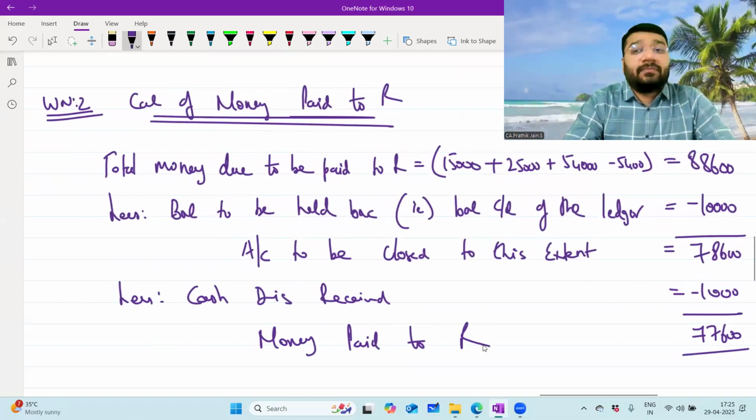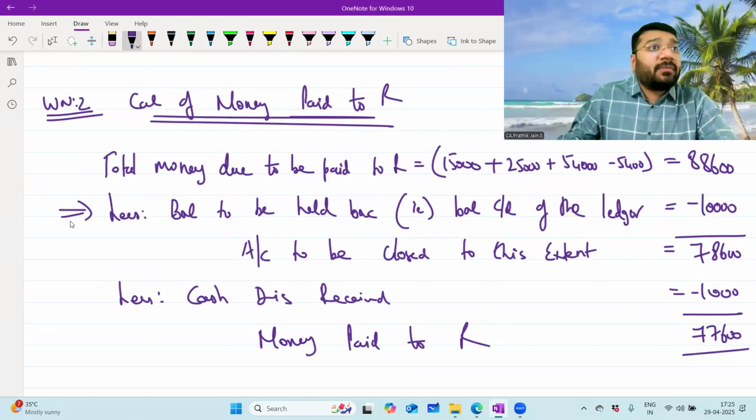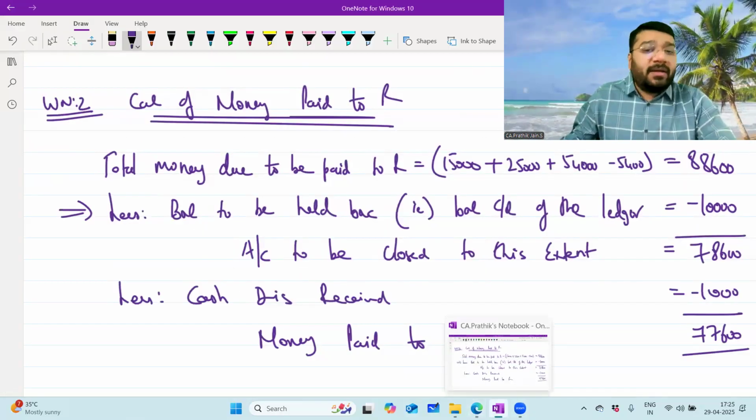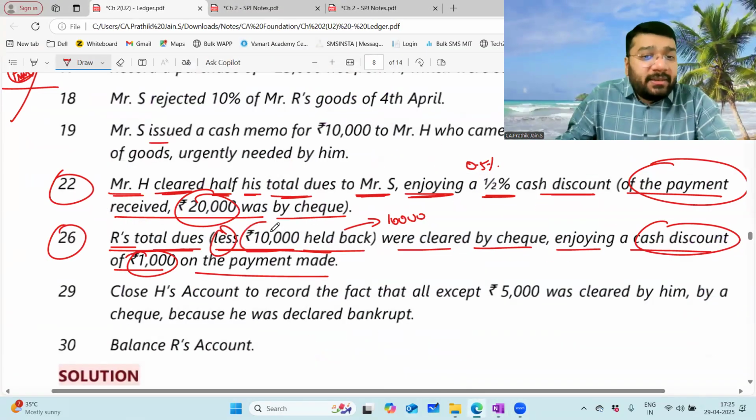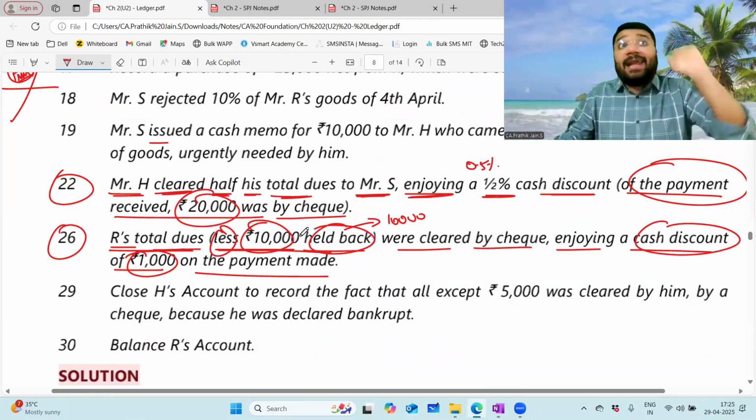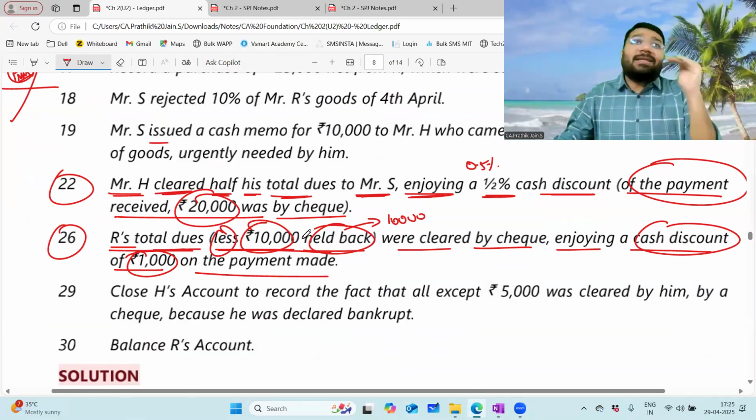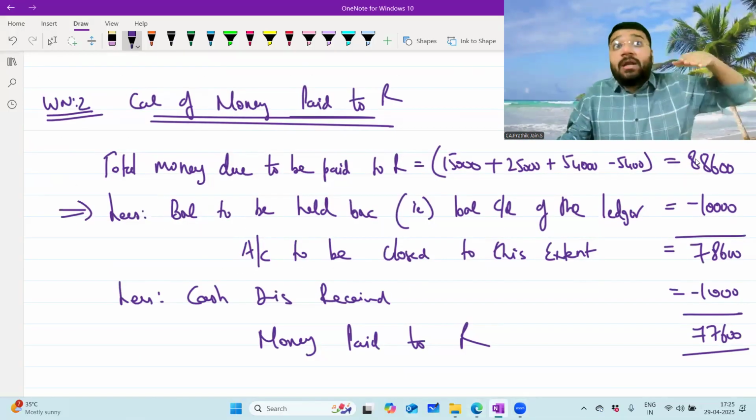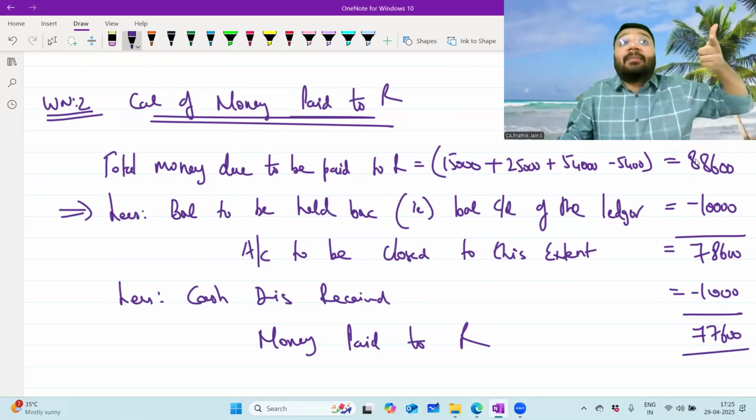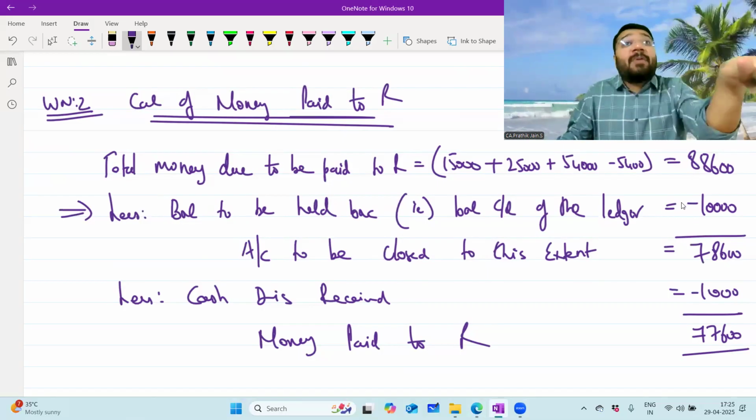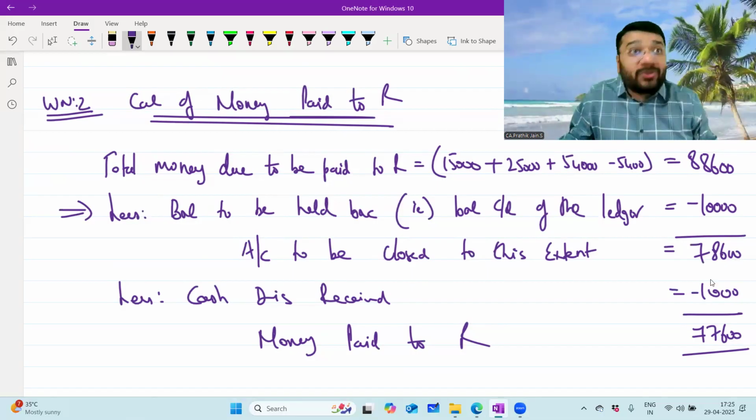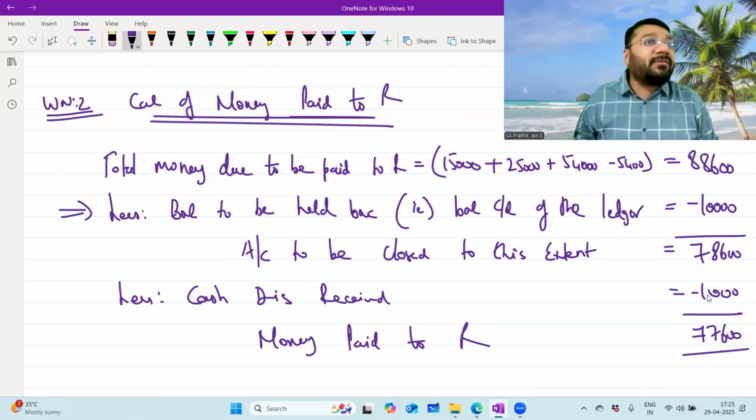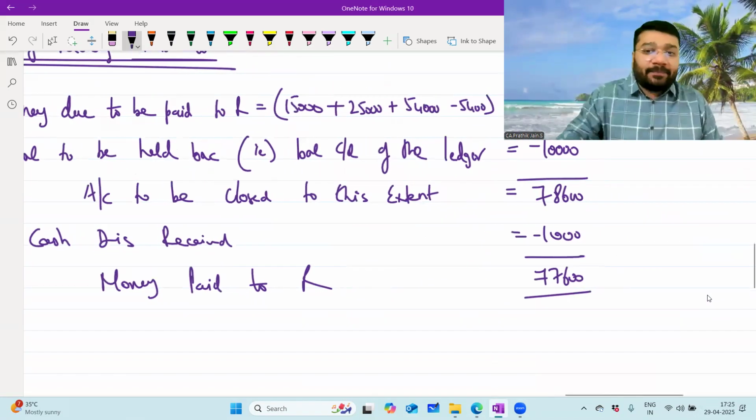What happened, Bharat? Which second one? This one. The question says that R's total due. How much is his total due? 88,600. Less 10,000 held back. Means what? Don't pay the entire amount. Keep 10,000 pending. Means balance amount you pay. So from 88,600, if I hold 10,000 payment, how much balance payment am I releasing? 78,600. And to release this payment, what is the deal that I made? I told him to give me 1,000 discount. So after holding back 1,000 discount, how much money am I going to pay him? 77,600. Now clear.